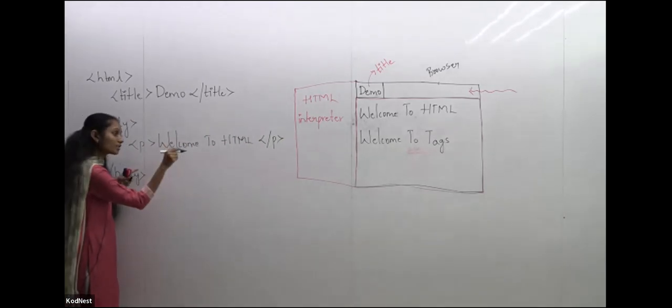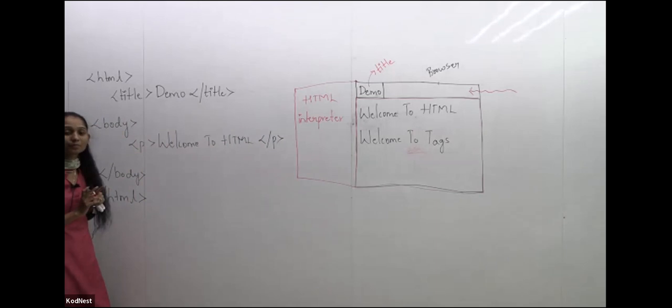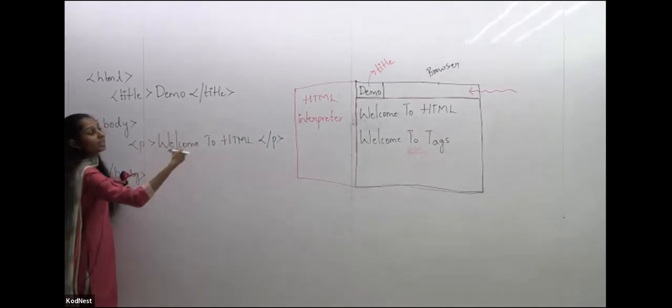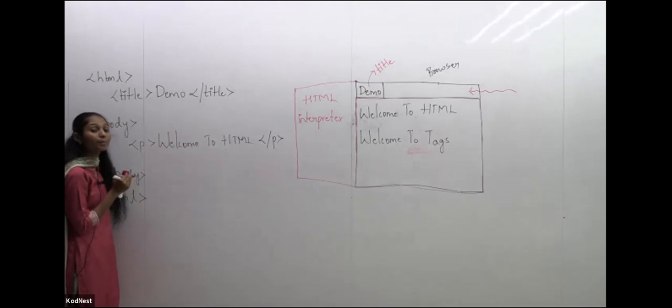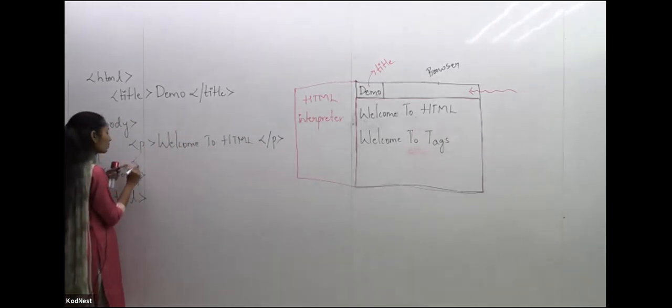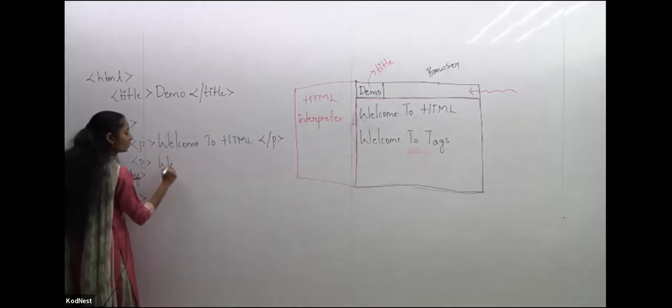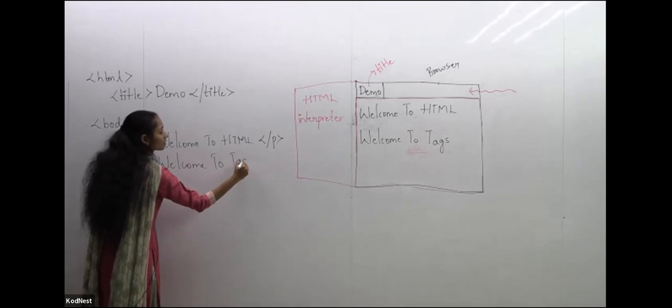So when you close that, this statement will be printed. Next, I want that statement here, called technically what? Paragraph. So use that paragraph tag and display that content. What content? Welcome to tags.